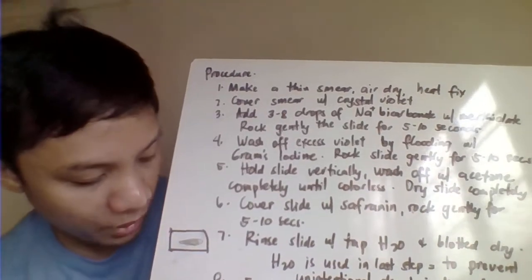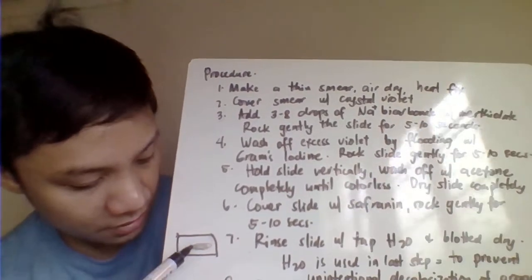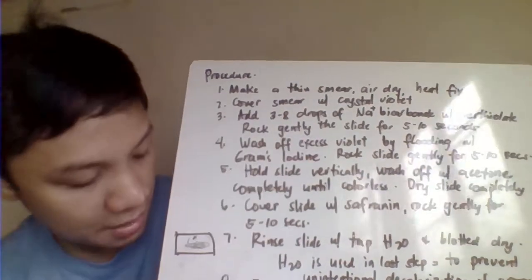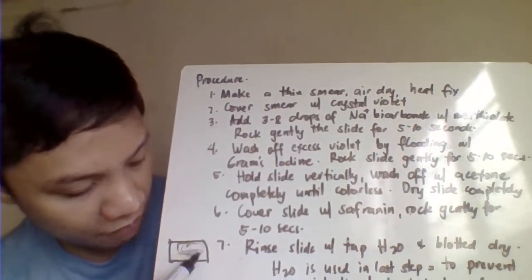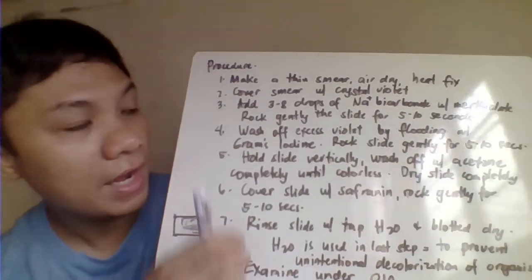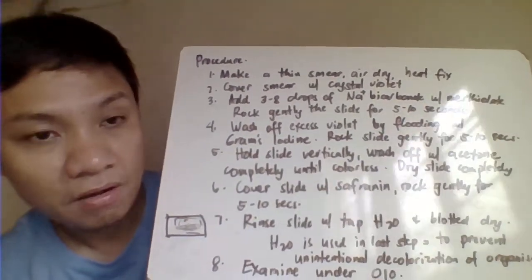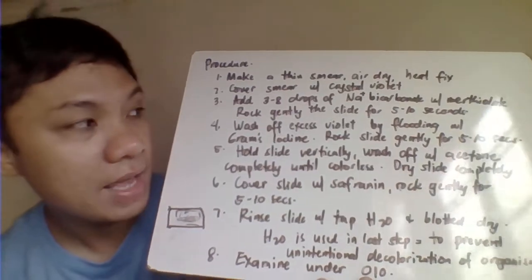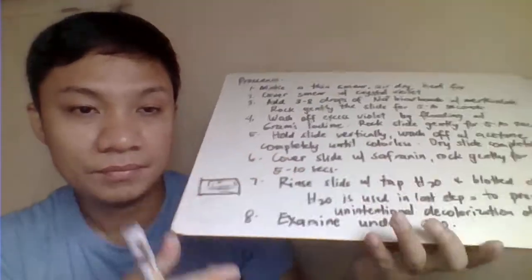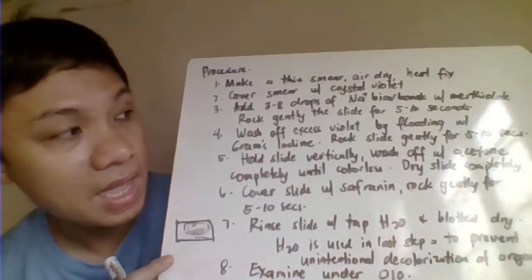Next, you cover with your crystal violet by flooding. So we drop crystal violet, that would allow the entire surface of your smear to be covered by your primary stain. Then you add 3 to 8 drops of your sodium bicarbonate methylate. Try to rock your slide gently, just like that, for 5 to 10 seconds.